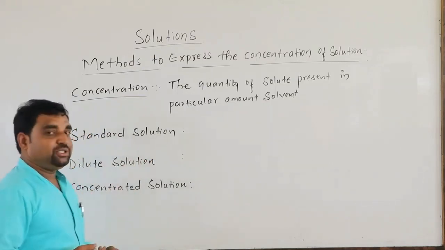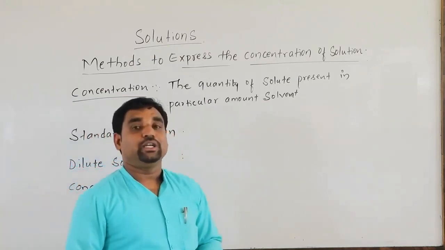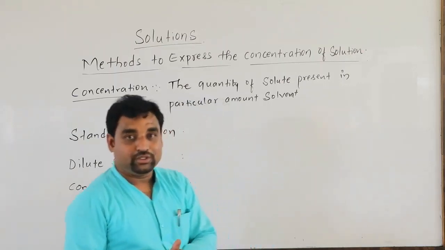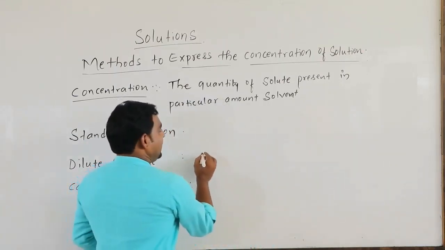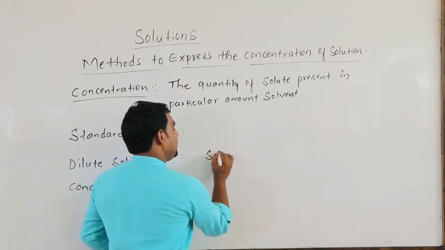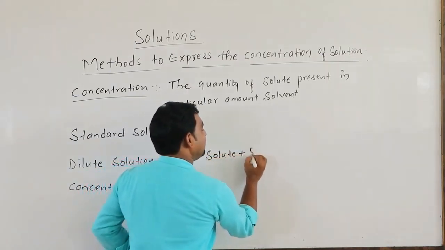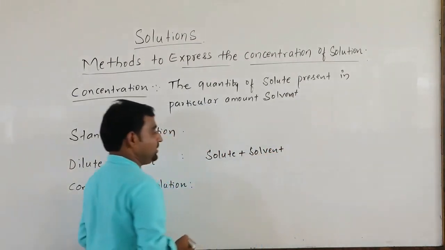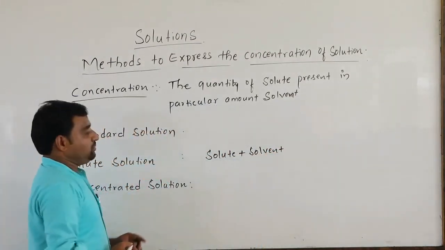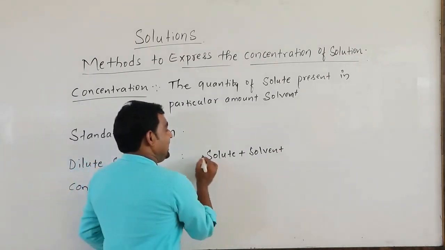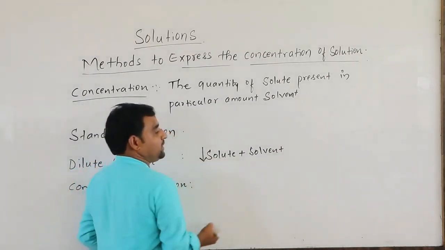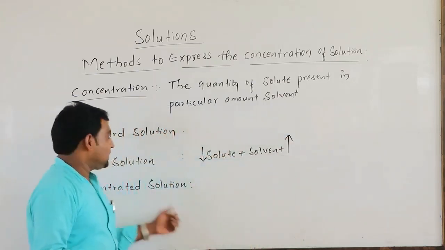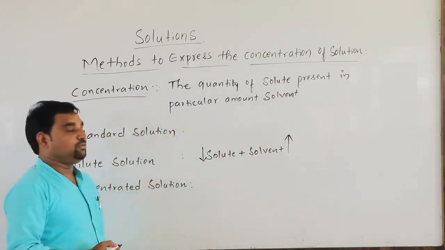So dilute solution means, dilution means what? Addition of water. The solution which contains a less amount of solute. As we already know, a solution means a solute plus a solvent. Here the dilute solution means after the addition of water, a less quantity of solute will be present and more quantity of solvent will be present. Such types of solutions are termed dilute solutions.